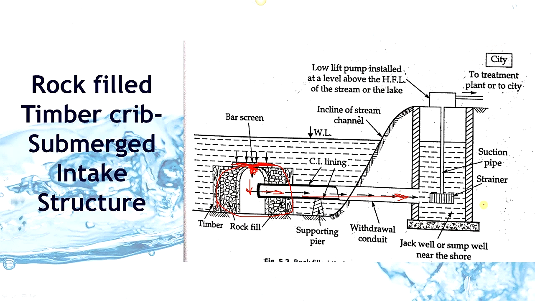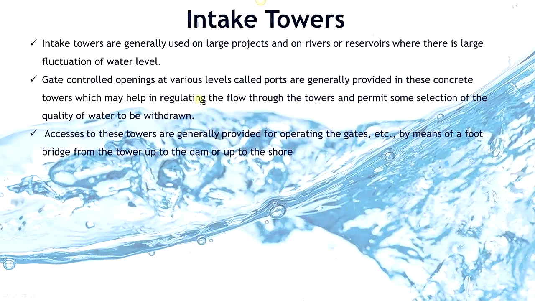Intake towers. As I said before, the intake towers are classified as wet intake and dry intake based on the presence of water inside the intake. These intake towers are generally used for large projects where water is lifted in huge quantities due to large demand, and these are usually constructed in rivers or such sources where water level largely varies throughout the year. And generally intake towers are concrete built. These are concrete towers constructed in the water itself.